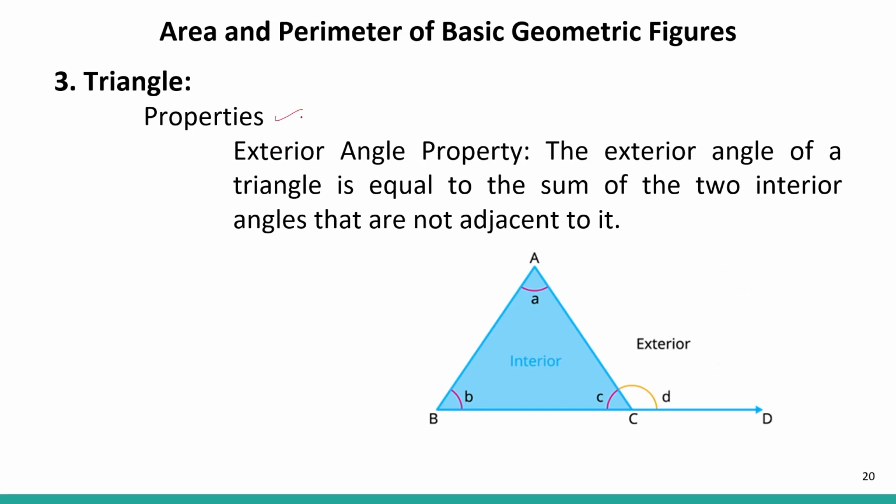So let's see the property, that is the exterior angle property. The exterior angle of a triangle is equal to the sum of the two interior angles that are not adjacent to it. Basically, if you have a triangle ABC, these are the interior angles A, B and C. And the exterior angle is what? D. The angle demarcated in yellow is called the exterior angle.